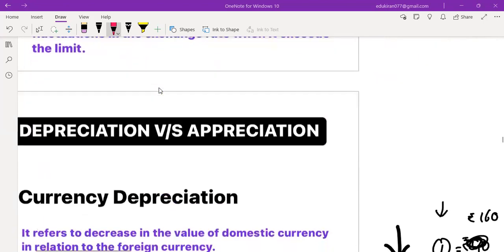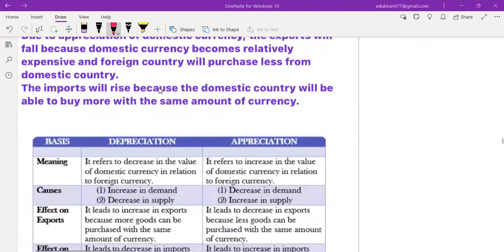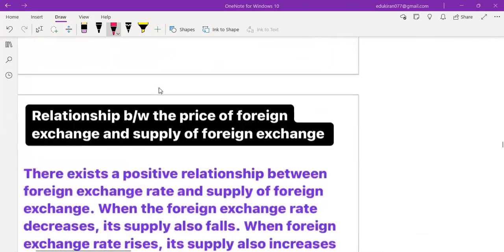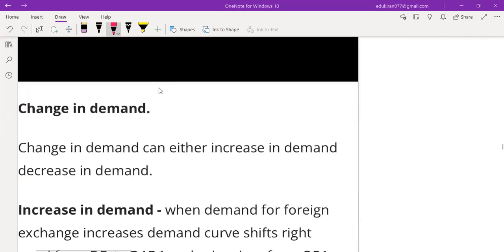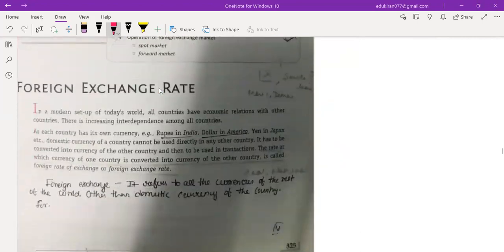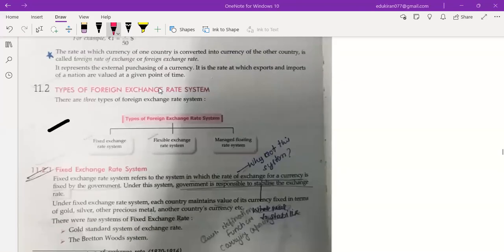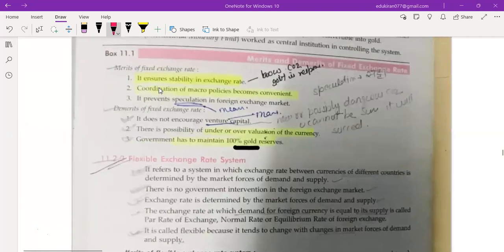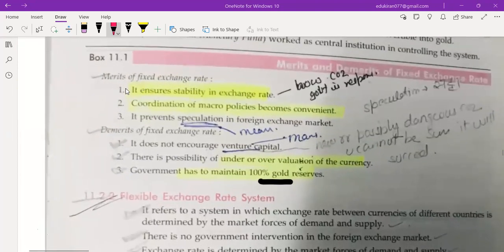Okay. Now coming to the next one, where we are going to do the positive and the negative of both the systems. So let's just start. This one, merits and demerits. First of all, these are the merits and demerits of the fixed exchange rate. It ensures stability in the exchange rate. Coordination of macro policies becomes convenient. It prevents speculation in the foreign exchange market.